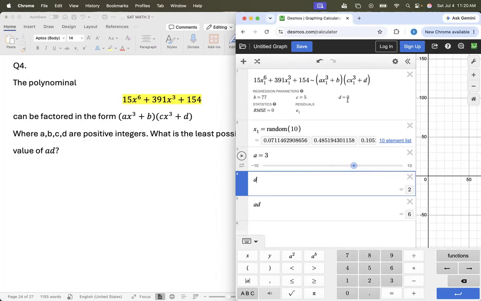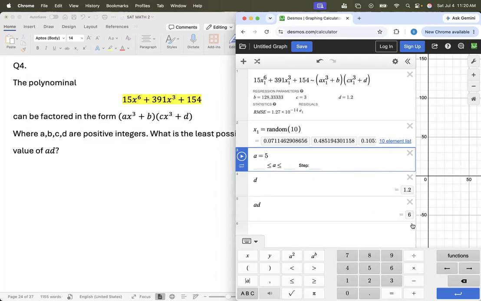This is why I said for algebra, Desmos is the most powerful tool. It just gives you the answer. You don't have to grab this slider moving back and forth. I'm just telling Desmos, do this for me. So I get AD to be 6. Well, if I make A 5 too, I change it to 5, I still get 6, but D is 1.2. Therefore, it's not one of the options.